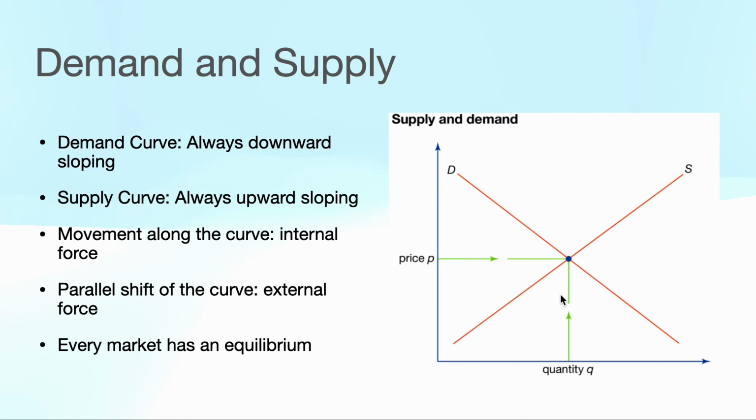Now, to recap, the demand curve is always downward sloping, and the supply curve is always upward sloping. You can either have a movement along the curve, that is due to internal changes in price and quantity, or you can have a parallel shift of the curve that is due to any sort of external forces, for example, setting up a new factory, tax, government spending, etc., or consumer taste. And every market has an equilibrium. It doesn't matter how the demand curve and supply curve shift, it will always have an equilibrium. And your job very often will be to find that equilibrium and explain that equilibrium.